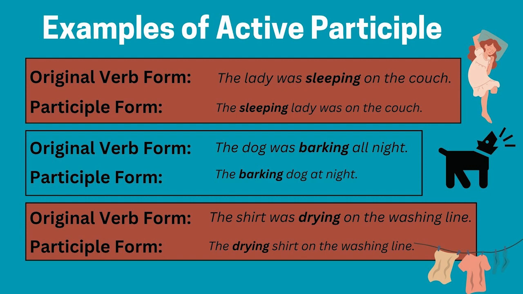The next example in the original form, the dog was barking all night. In its participle form, the barking dog at night. Here again we can see that the verb barking in the second example is being used as an adjective to describe the dog. And our final example, the original verb form, the shirt was drying on the washing line. In its participle form, the drying shirt on the washing line.